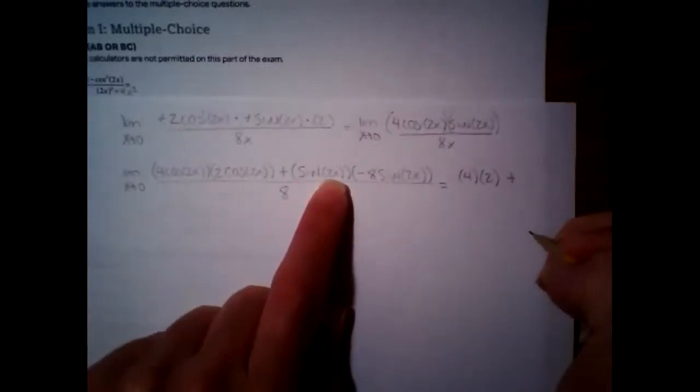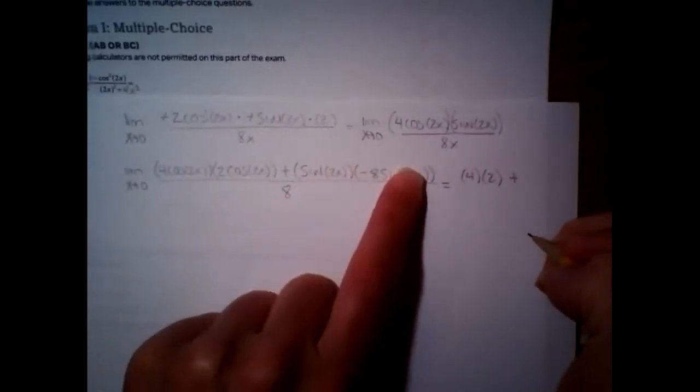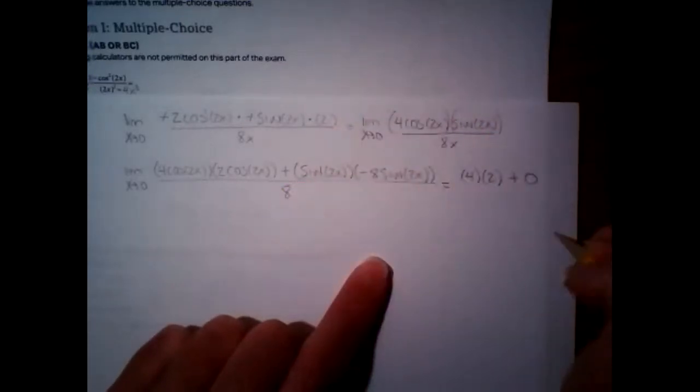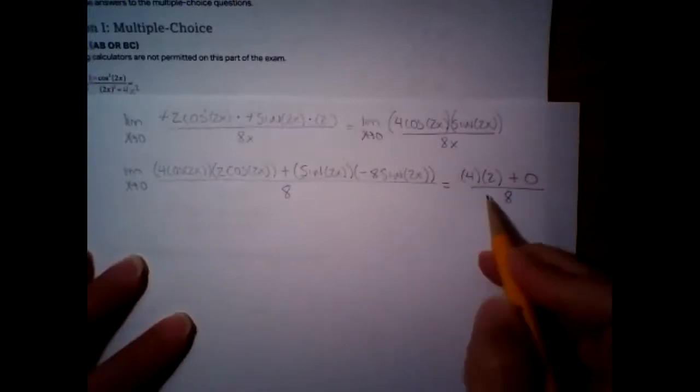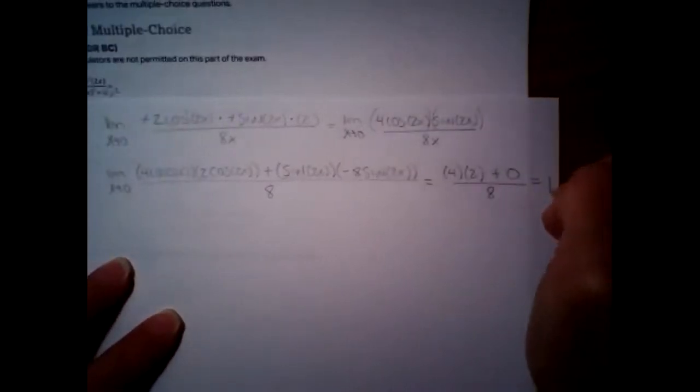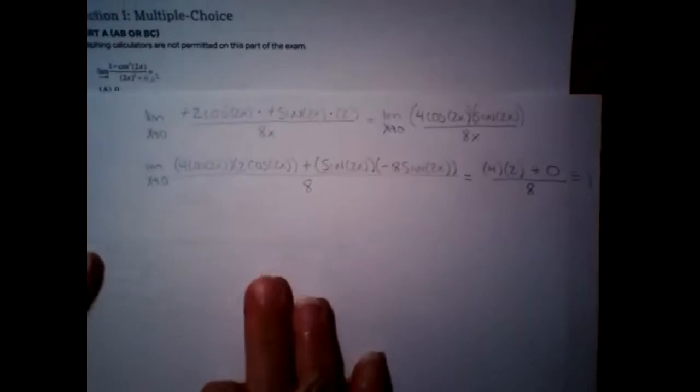Plus, now sine of 0 is 0. So this entire thing, all of that is going to just be nothing. And then over 8. So we get 8 over 8, which is 1. So 1 is your answer to that. So that one is D.